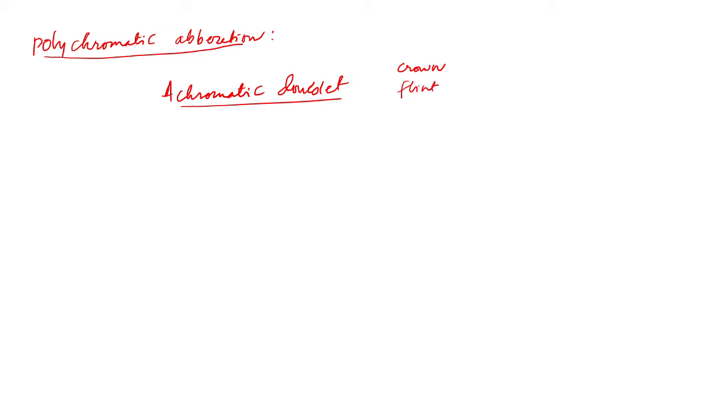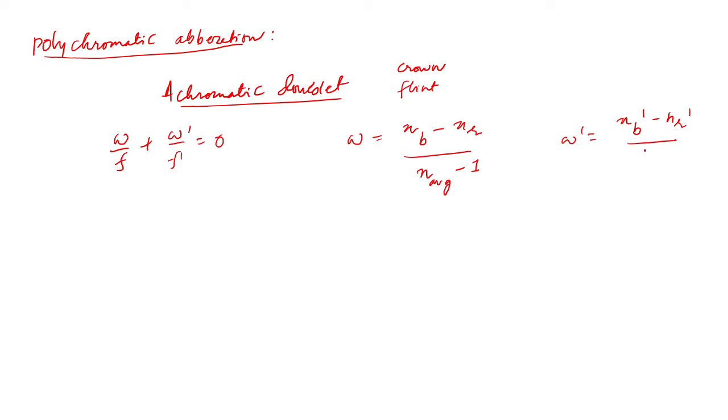We derived the equation omega by f plus omega prime by f prime is equal to 0, where here omega is refractive index for blue minus refractive index for red divided by the average refractive index minus 1. And similarly, omega prime is ND prime minus NR prime and average prime minus 1.